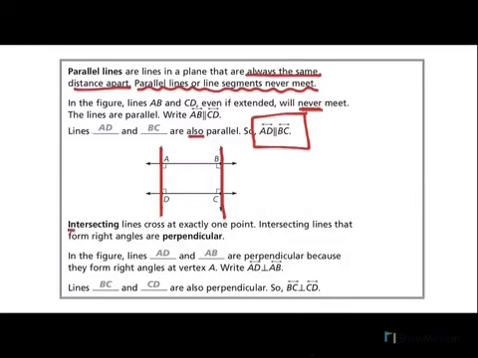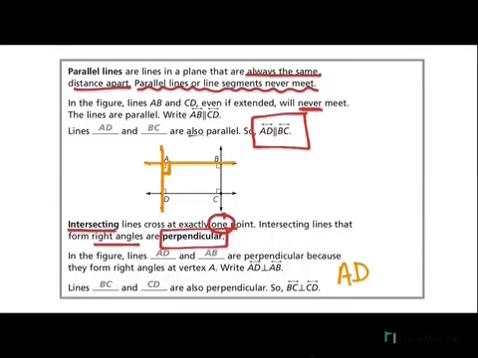So we also have intersecting lines that cross at exactly one point. Intersecting lines that form right angles are special and we call them perpendicular. In the figure, lines AD and AB are perpendicular. So let me show you that. So AD is perpendicular to AB. We can see that they form right angles. So we would write it like this.